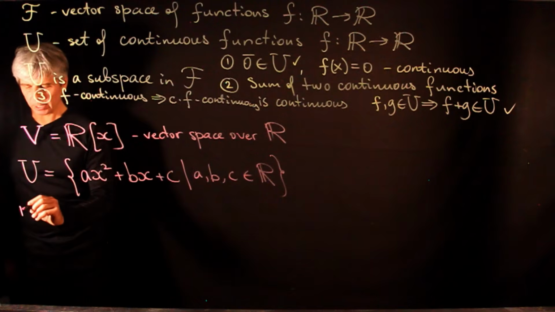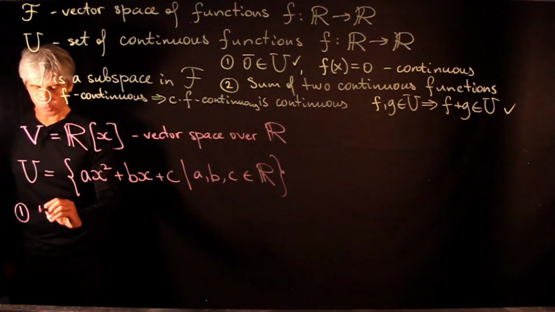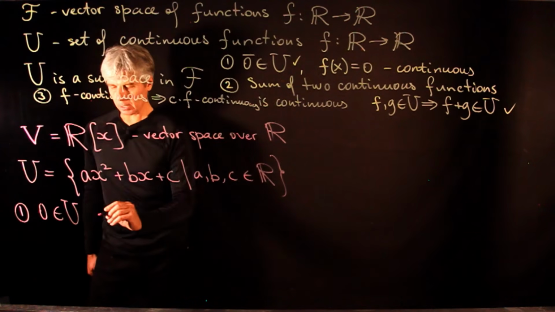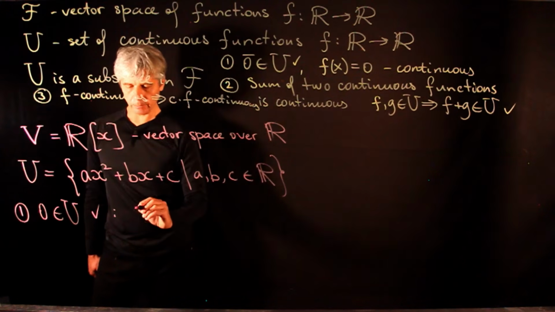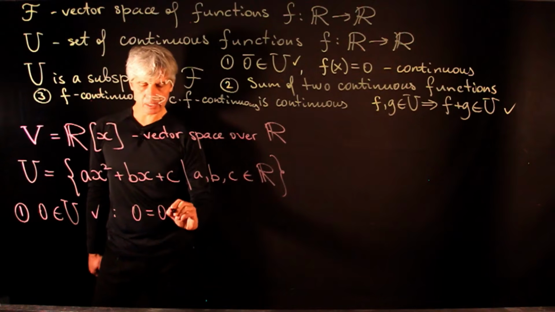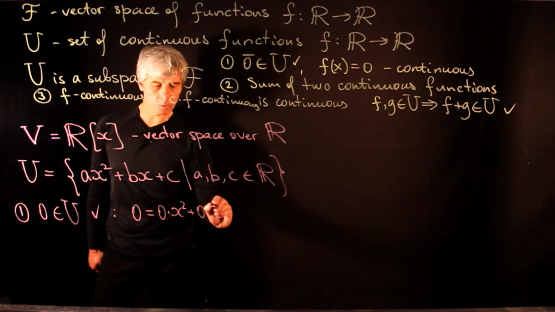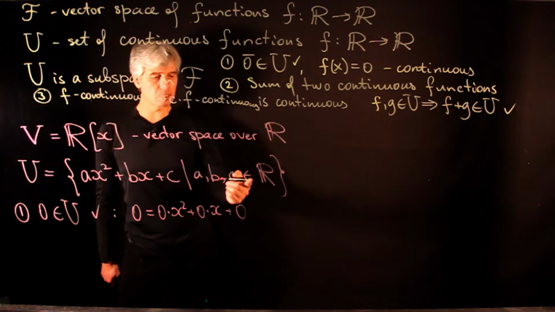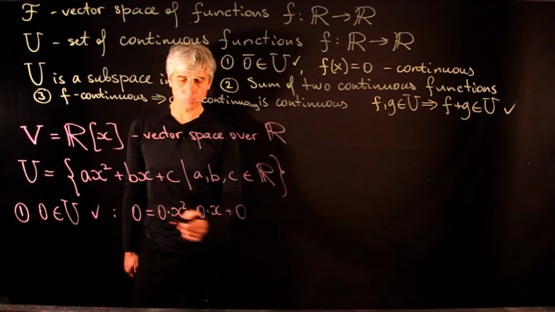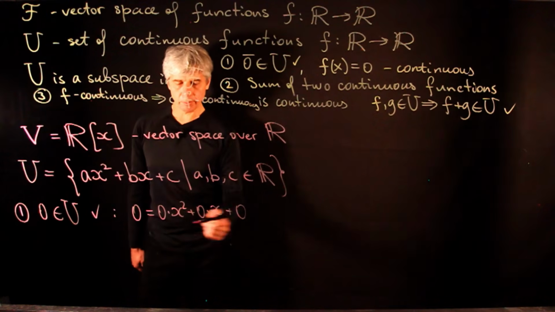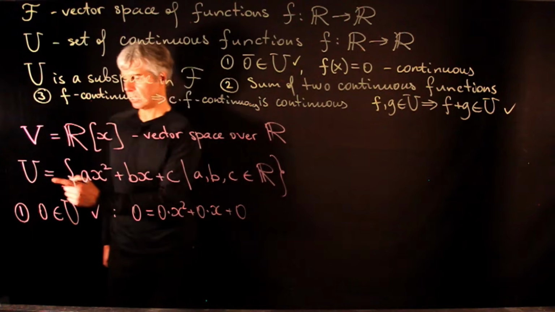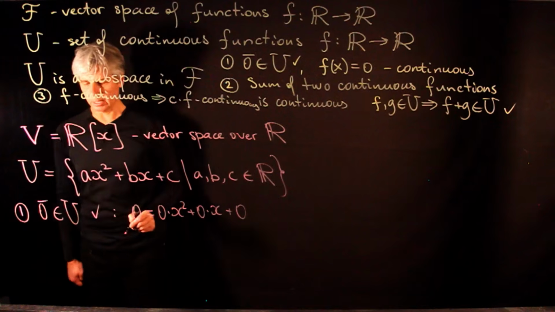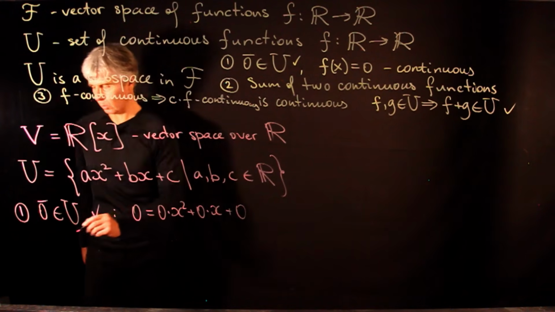Now, first property is that 0 belongs to U, right? So here this is true because the 0 polynomial is the same as 0 times x squared plus 0 times x plus 0. And so here a, b, and c run over real numbers. So this means that this polynomial on the right-hand side is in U, but this polynomial is the 0 polynomial. So this means that the 0 vector is in U.